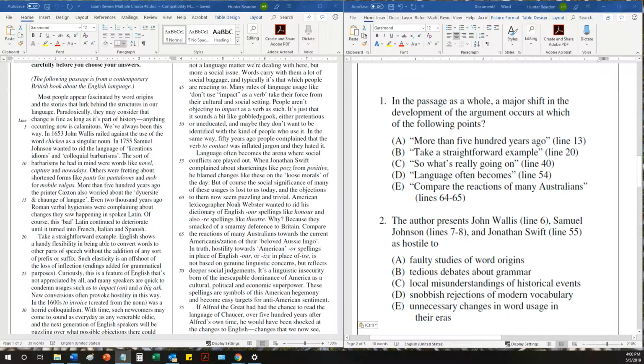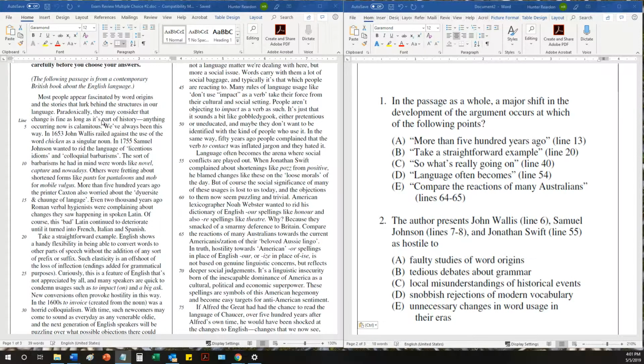Number two, for this one and for many questions that ask you about an idea that unifies several examples, one needs to look at the lines that come before it. So let's look at lines 3 to 6 for this one. They read, they may consider that change is fine as long as it's part of history. Anything occurring now is calamitous. We've always been this way.